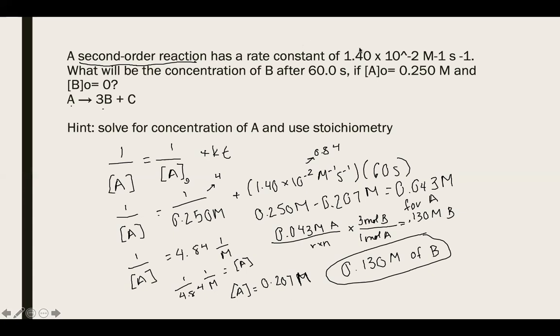Wait, how come it's 1 over A? That part's confusing. Like I said before, there's a table of all those different reactions for each of the integrated rate laws. This is just because we're told it's a second order reaction. There is a second order integrated rate law, and that's 1 over A equals 1 over A initial plus K times T.